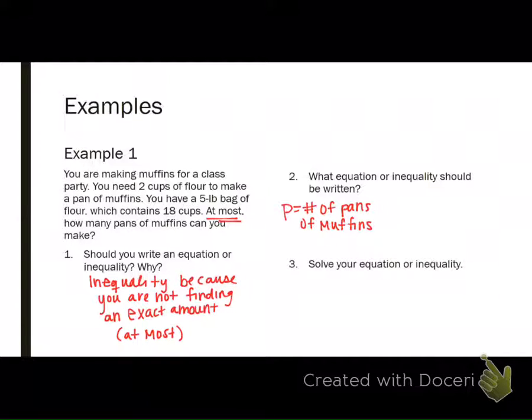So how are we going to use 2 cups of flour to make a pan of muffins, and you have 18 cups total? What would the inequality be that you would write?